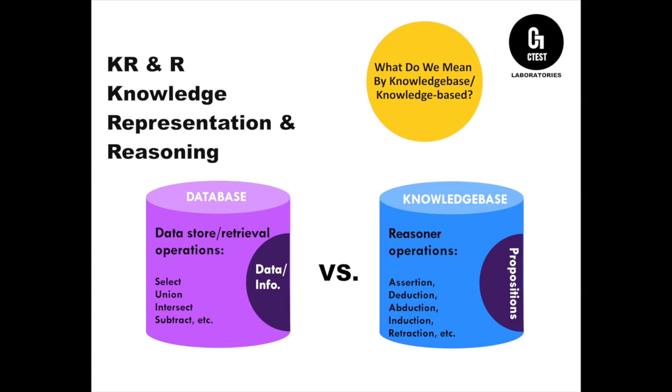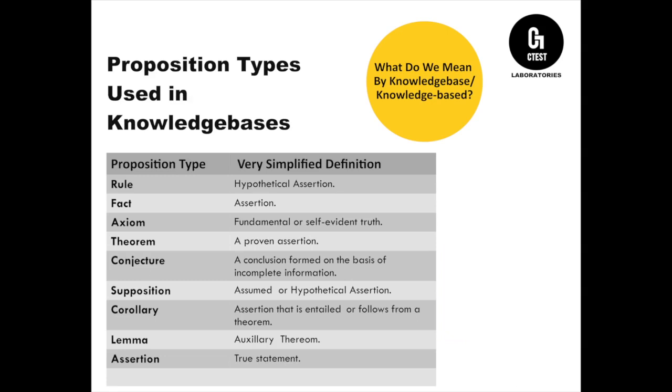We also want to make this point: there are different proposition types in user knowledge bases. We've got nine of them here. You've got rules and facts, and you've got axioms, theorems, conjectures, suppositions, corollaries, lemmas, and assertions. Those are all different kinds of proposition types that are stored inside of a knowledge base. Whatever is in the knowledge base is going to be one or more of these things you see in this table here.